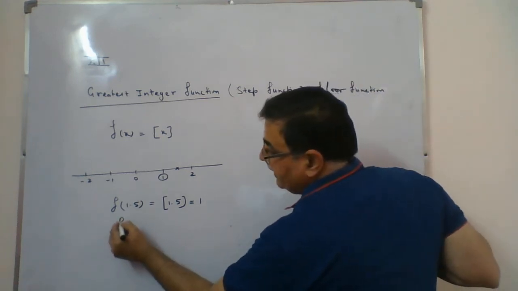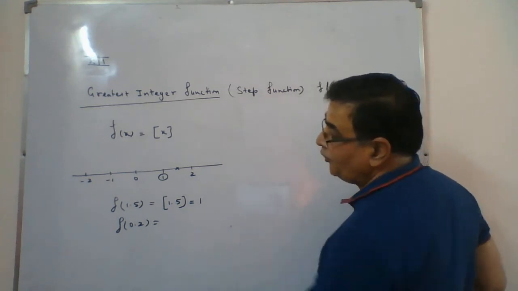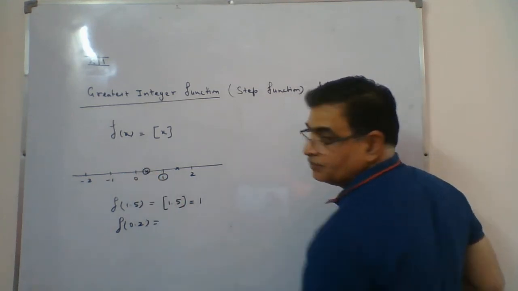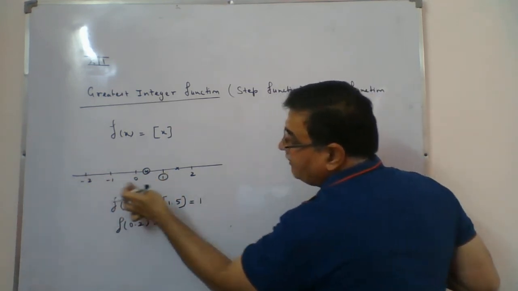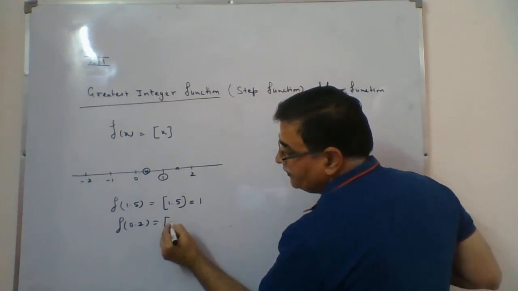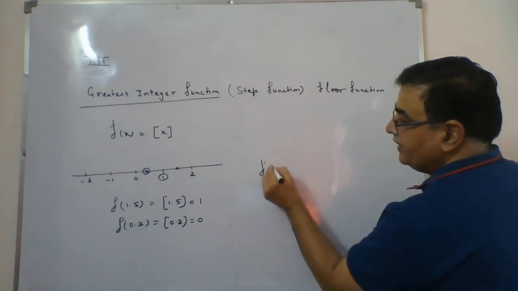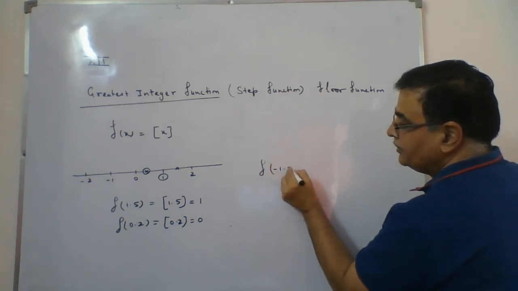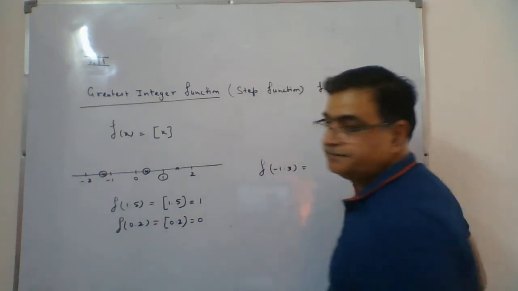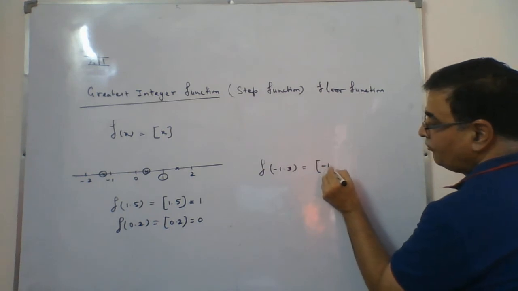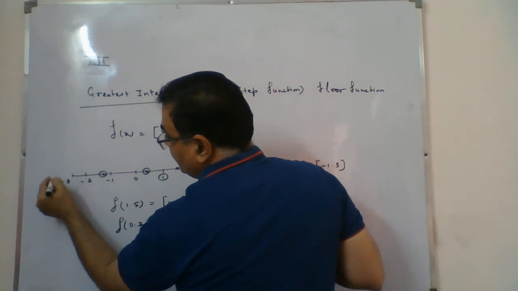By the way, if I say f of 0.2, then where is 0.2? It will be somewhere here. What integers does it include? 0, minus 1, minus 2, and among them, which is the greatest? 0. So we will say for 0.2, your answer is 0. In the same way, if I say f of minus 1.3, where is minus 1.3? Minus 1.3 will come here. When you go for minus 1.3, what are the integers which it includes?